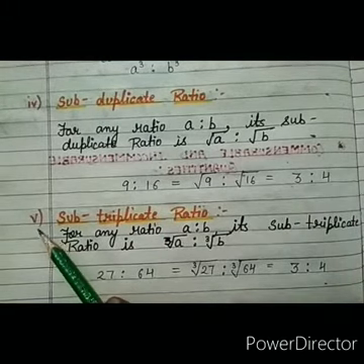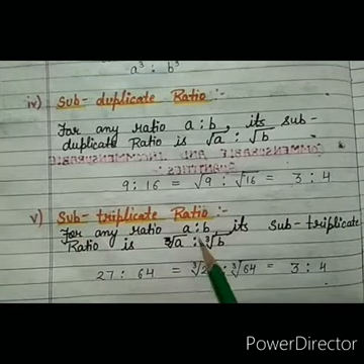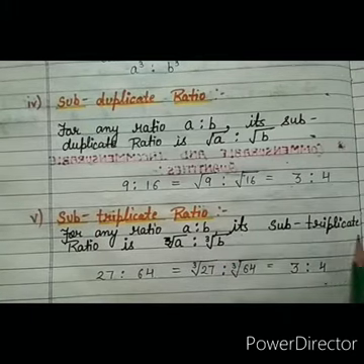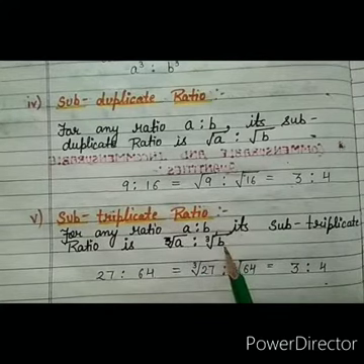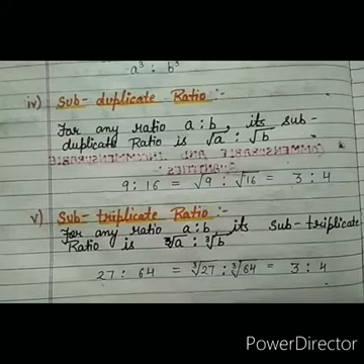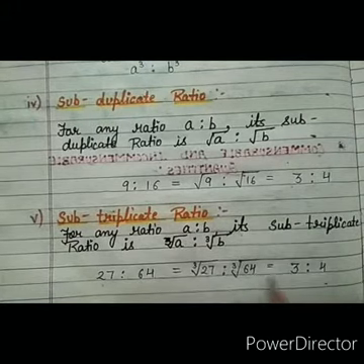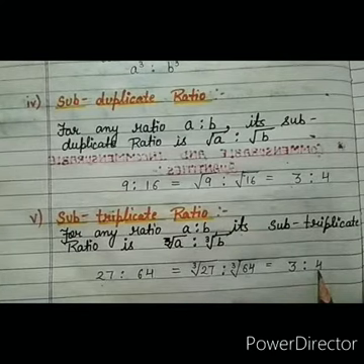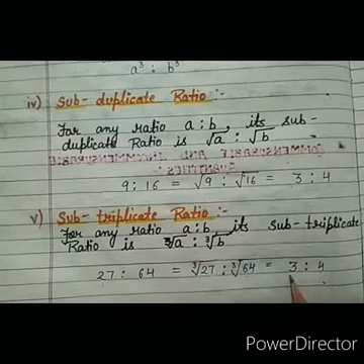Now the next point, the fifth point, is subtriplicate ratio. For any ratio A is to B, its subtriplicate ratio is cube root of A is to cube root of B. For example, we have to find the subtriplicate ratio of 27 is to 64. So we find the cube root of 27 is to the cube root of 64. And we know that the cube root of 27 is 3 and the cube root of 64 is 4. So the subtriplicate ratio of 27 is to 64 is 3 is to 4.